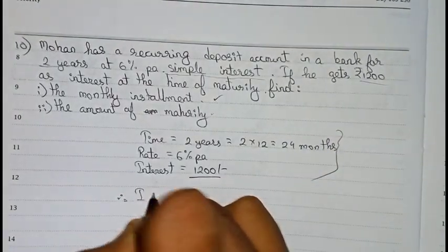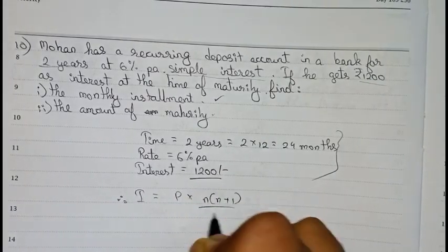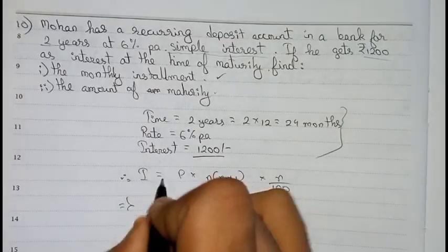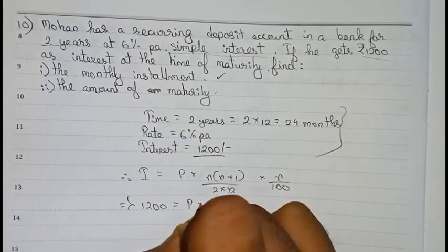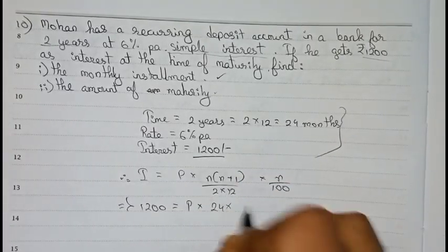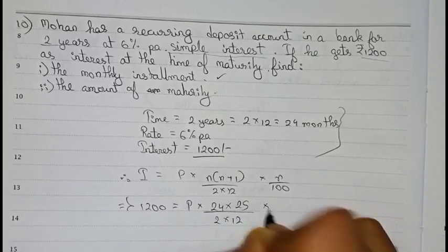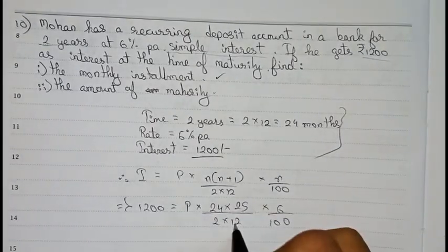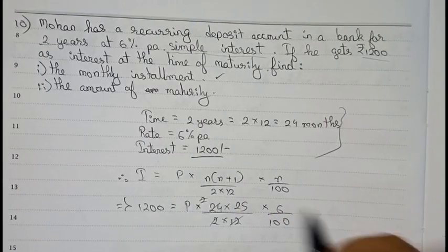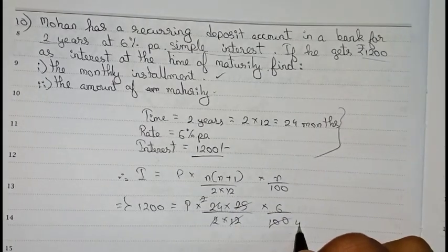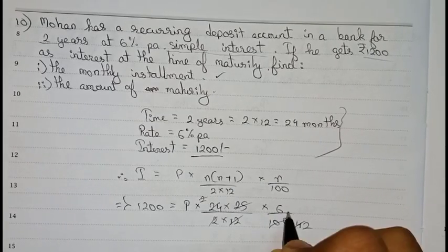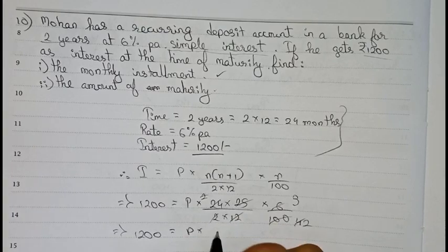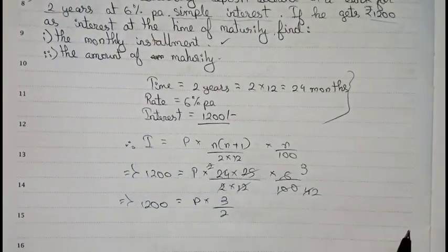So we write, therefore, interest is equal to principal into n into n plus 1 by 2 into 12 into r by 100. So interest is 1200, principal is unknown, into n 24 into n plus 1 25 by 2 into 12 into rate is 6 by 100. So 12 and 24 is cut, 2 and 2 we cut. So 25 4s are 100, and 4 and 6 we cut by 2, so 2 and here 3. So we write what remains. So 1200 is equal to principal into 3 by 2. So nothing else remains.